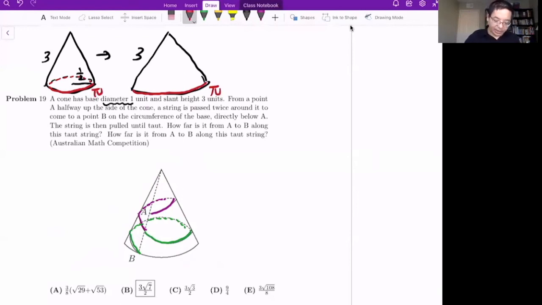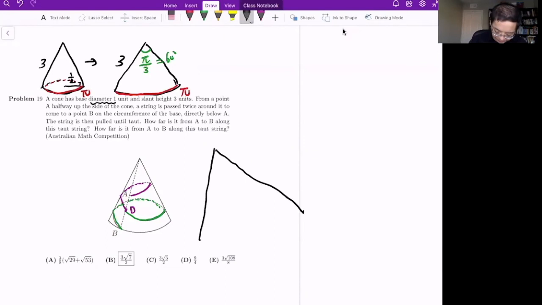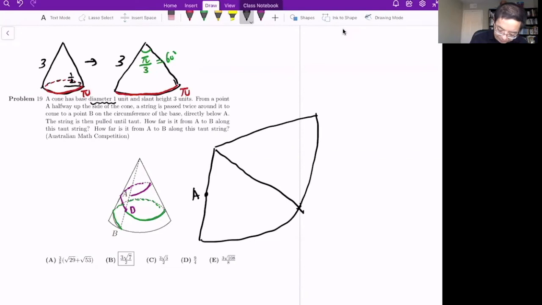All right, so this angle will be 60 degrees, which is pi over 3. As I said, because the curve goes around twice, we need to expand the cone twice. Let's do it. We expand once, and then we expand a second time. So A is in the middle, and this is B. Here we have 60 degrees, and here another 60 degrees. This is 3/2, and the whole radius is 3.